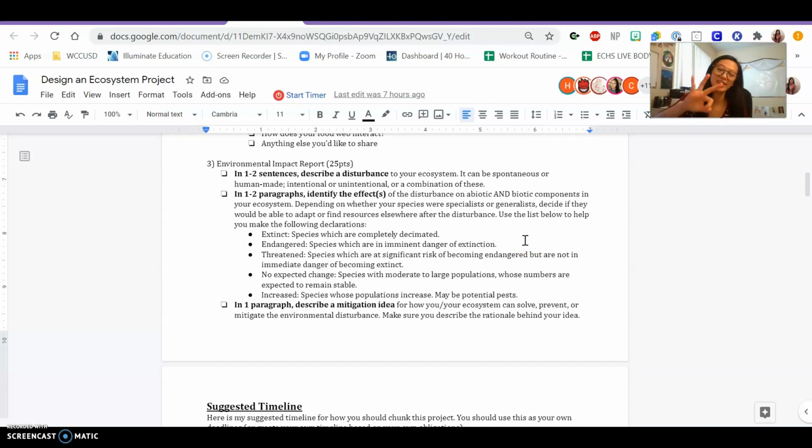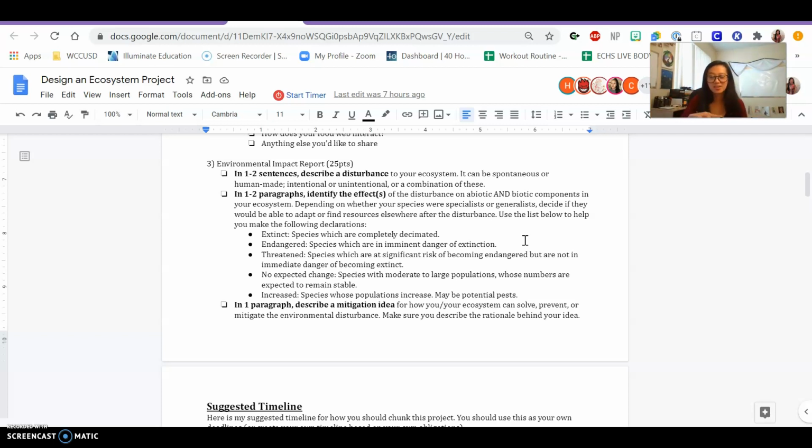Finally, the third thing is called the Environmental Impact Report, or EIR. This is worth 25 points as well, and it's going to be about three paragraphs or so. In the first part, I want you to describe a disturbance, which is like a natural disaster, maybe a fire or a flood or a tsunami or an earthquake, whatever you'd like, or it can be human caused. It can be that humans are cutting down a particular resource, or extracting something. They could be waging a war and your ecosystem is just caught in the middle of it, right? Whatever you'd like, you're going to describe it.